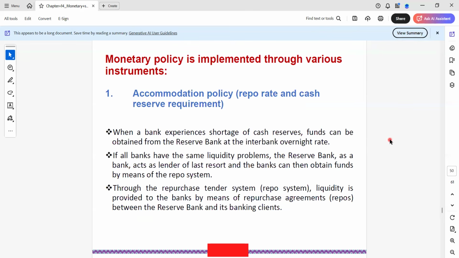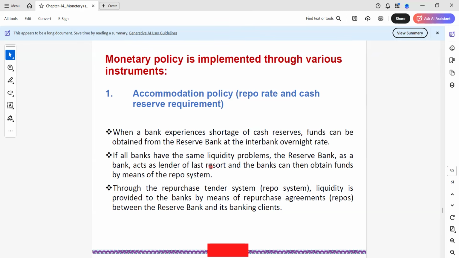Okay, so when the bank experiences shortfalls or shortages, the banks can borrow money from the Reserve Bank, right? And if all banks have the same liquidity problem, the Reserve Bank acts as a lender of the last resort. So if banks also do not have money, they can borrow money from the what? From the Reserve Bank. Last resort basically means they must have tried other means of getting that money, right? And then if they can't get it from anywhere else, they can then go to the South African Reserve Bank.